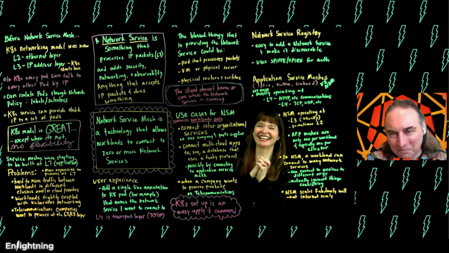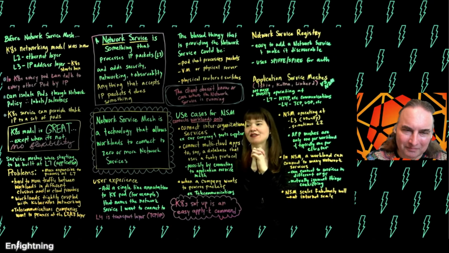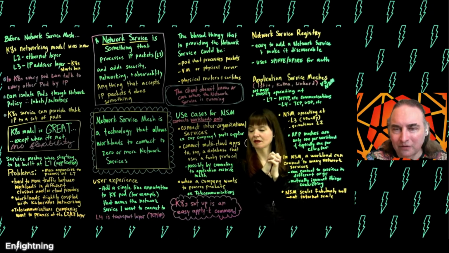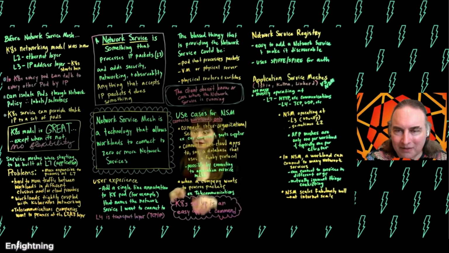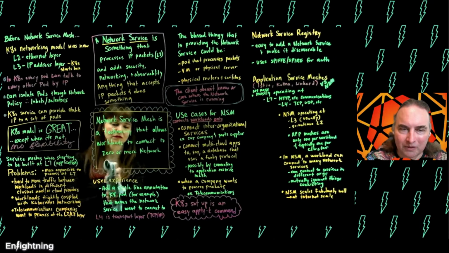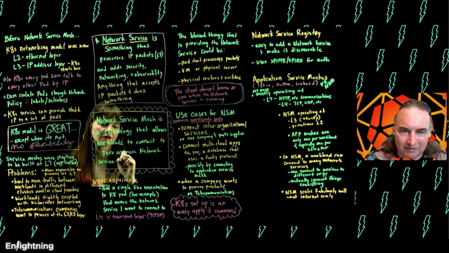So network service mesh then is a technology that allows workloads to connect to zero or more network services, independent of where the workload is running. The reason we use the word workloads instead of just pods is that we will often talk about things in a Kubernetes context, but the workloads need not just be Kubernetes pods; they could be VMs, servers, whatever.